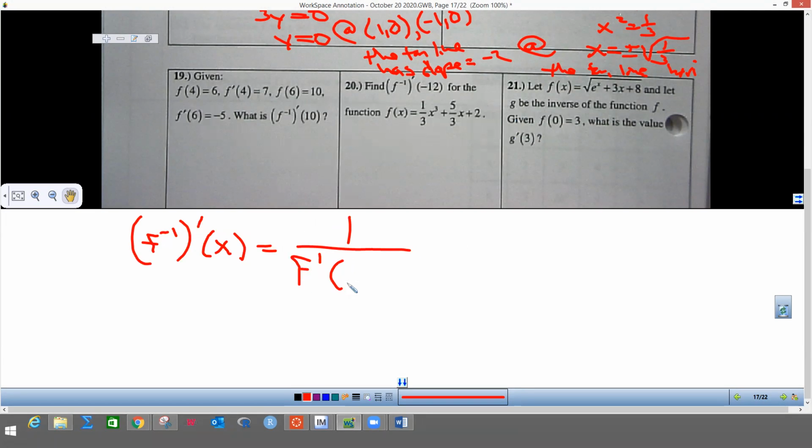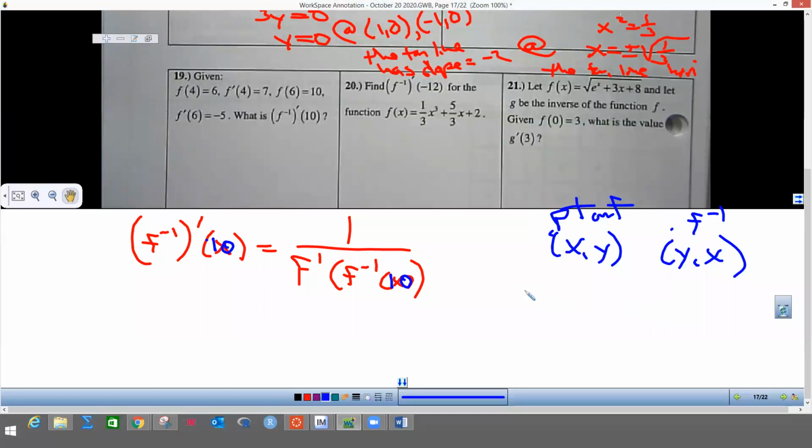So this is the formula. This is the formula to find the derivative of the inverse right there. So what I need to do now is I want the derivative of the inverse when x is 10. So I need to stick a 10 in here, and I need to stick a 10 in here. I hope you all know that if (x, y) is a point on f, then a point on the inverse of f is going to be (y, x). So basically, see this y is this value 10 right here. So what I want to do is find what gave me a y value of 10. So if you look right here, that's a y value of 10 for f of x right there.